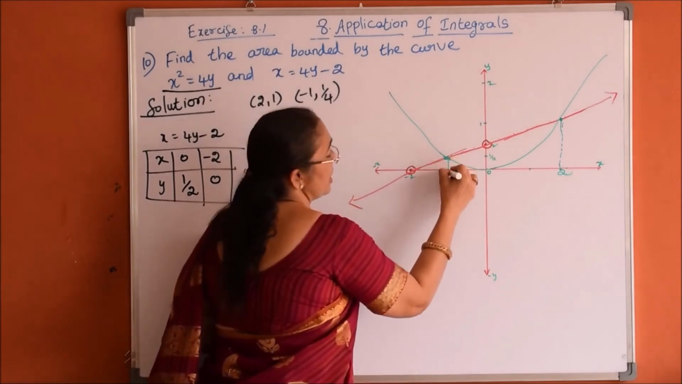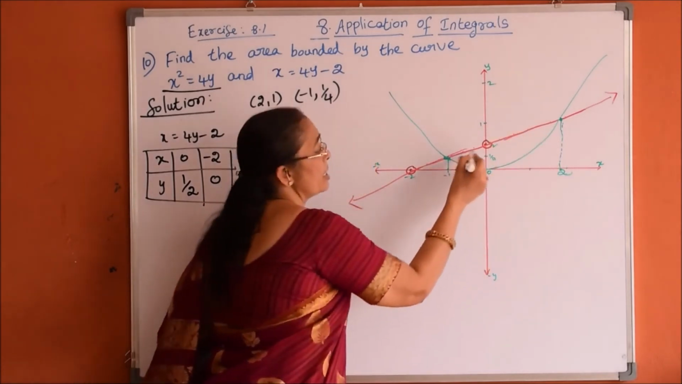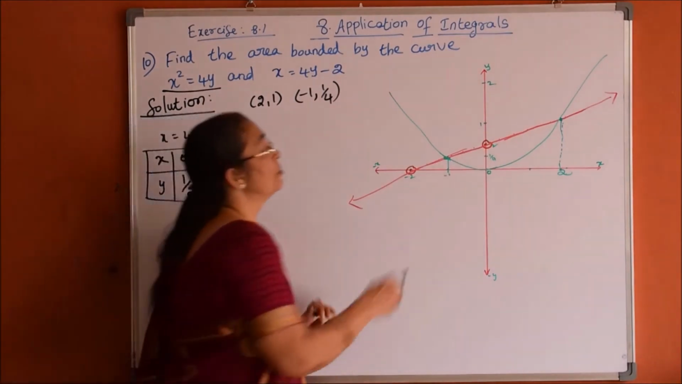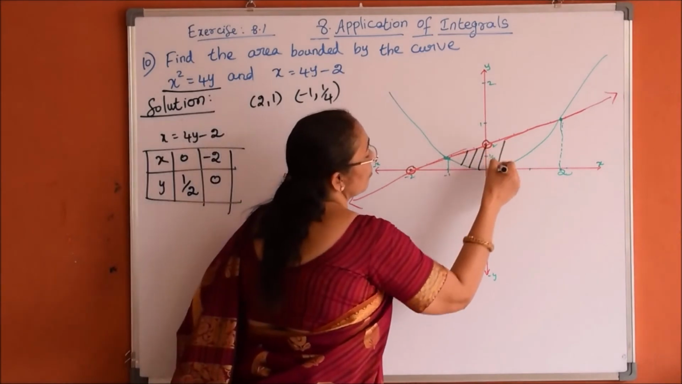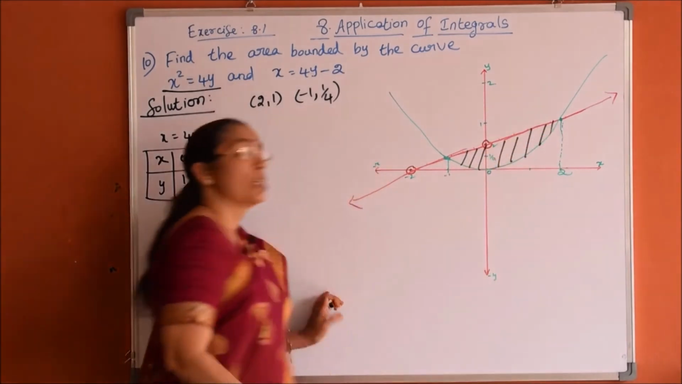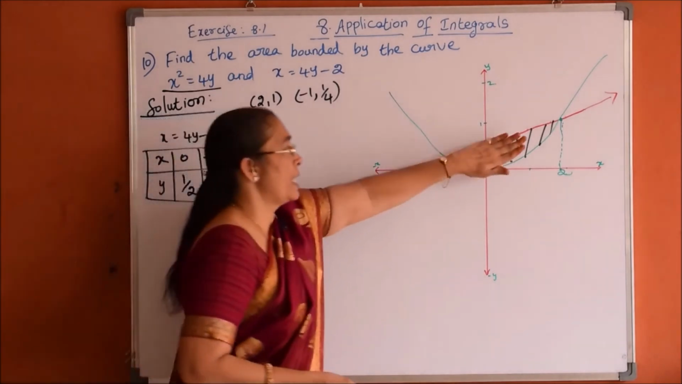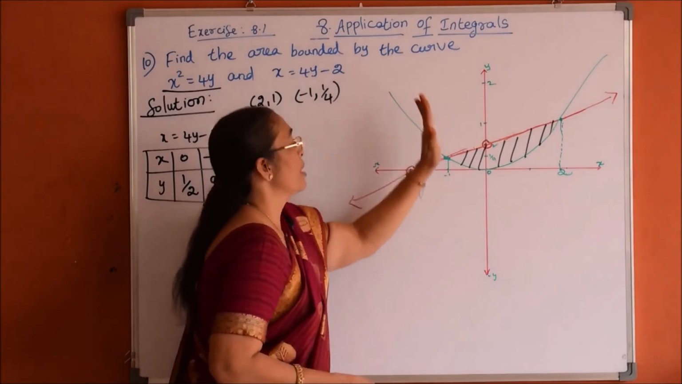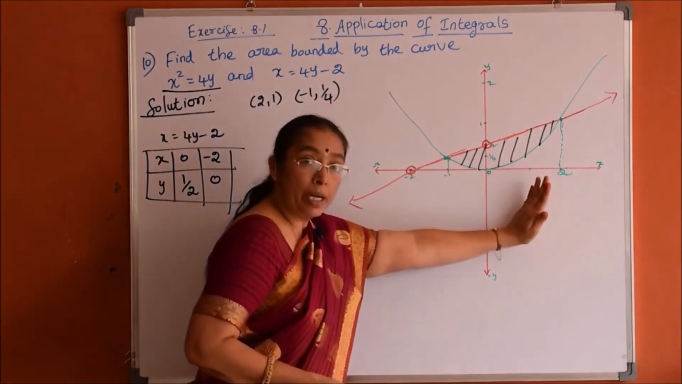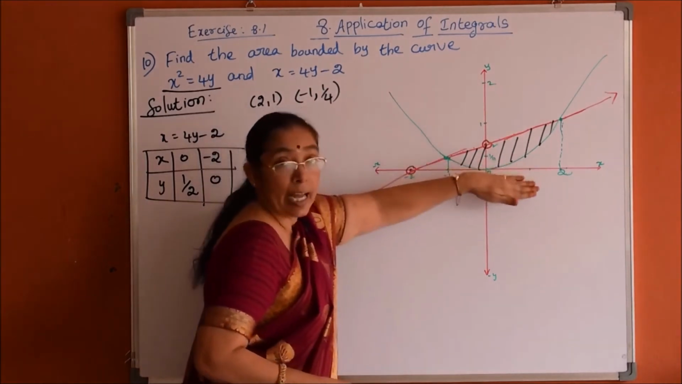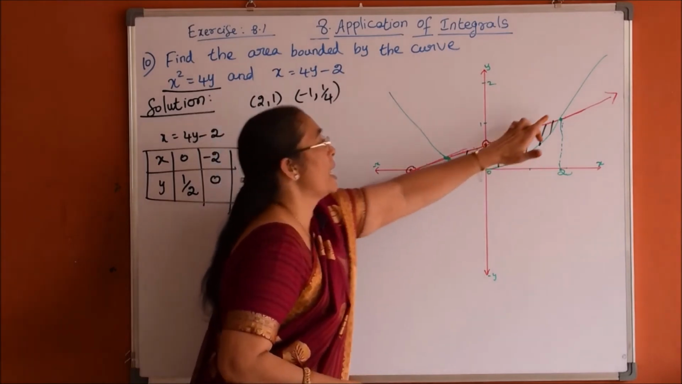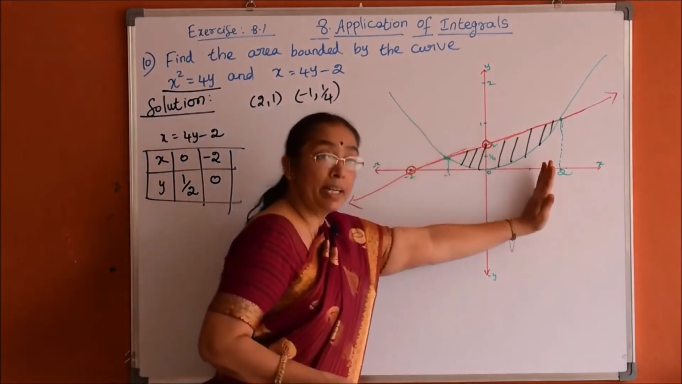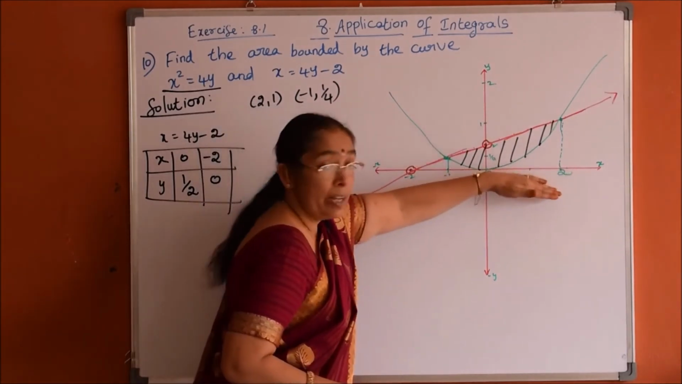And here this is minus 1. Our required area is the area between these two curves. So, required area, this one. So, how can we write this area? This area is nothing but the area covered by this straight line between the lines x is equal to minus 1 and x is equal to 2 with the x axis, minus the area covered by this parabola between the lines x is equal to minus 1 and x is equal to 2 with the x axis.